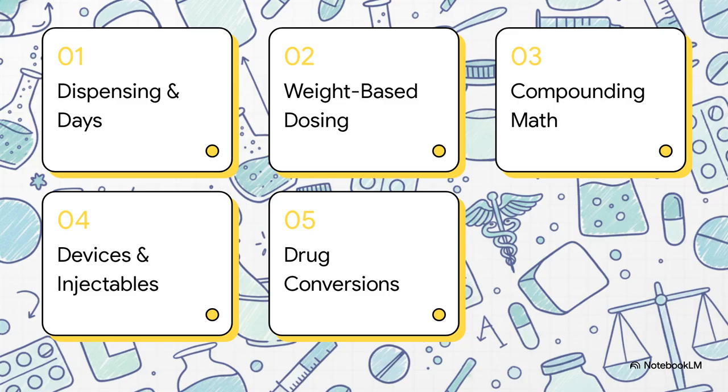All right, let's look at today's highly practical agenda. We're covering 5 crucial areas: dispensing and days supply, weight-based dosing, compounding calculations, devices and injectables, and finally, drug dose conversions. Let's jump right in.